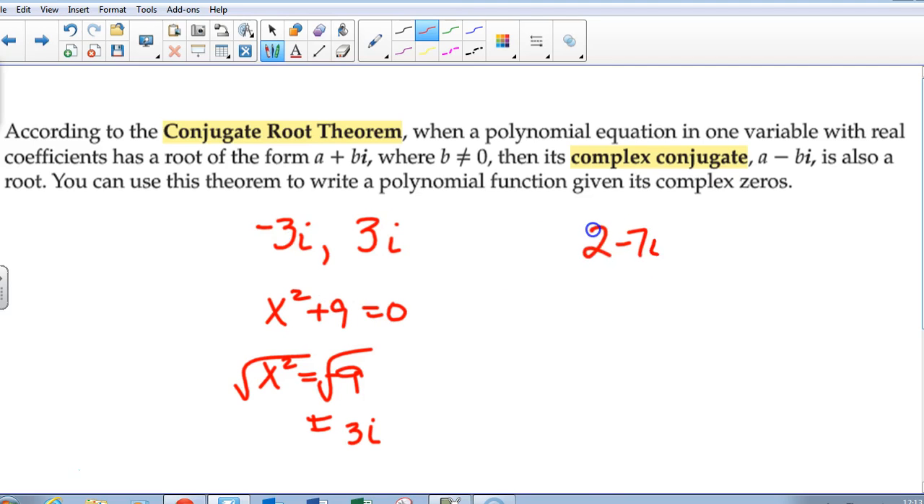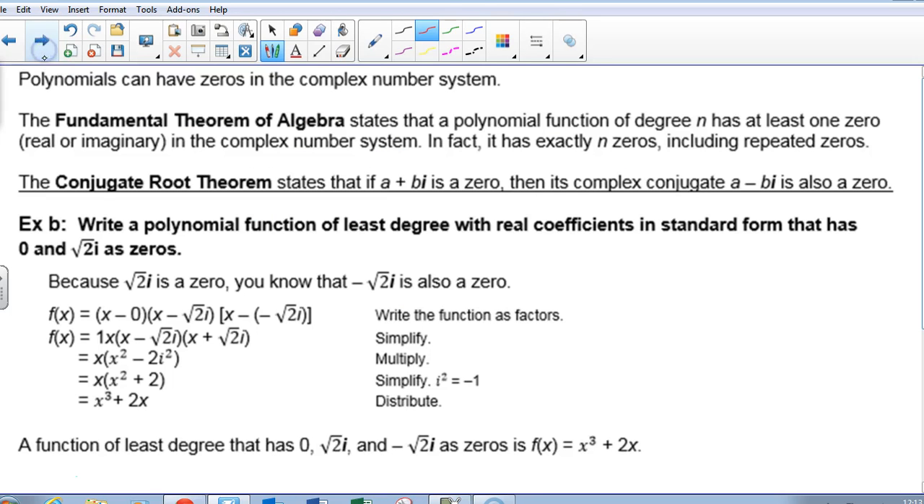So if 2 minus 7i is a 0, what else has to be a 0? All right. This example demonstrates this. It says if we write a polynomial function of least degree with real coefficients that has a 0 at 0 and square root of 2 times i, and the i is not under the radical. Okay? If you know you have a 0 at 0 and the square root of 2 times i, you already know you have one more where? Negative square root of 2 times i.